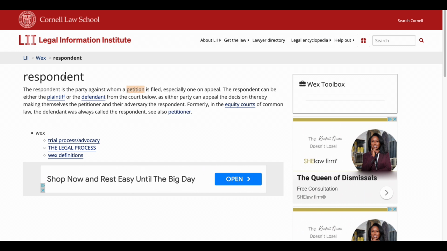is filed. You notice how they're using it interchangeably, but they actually have different meanings, because it's different settings when they're doing it. A respondent can be either a plaintiff or a defendant from the court below. See what I'm talking about? It's like when the court below is the civil court. That's when you've got the plaintiff and the defendant from the lower court.